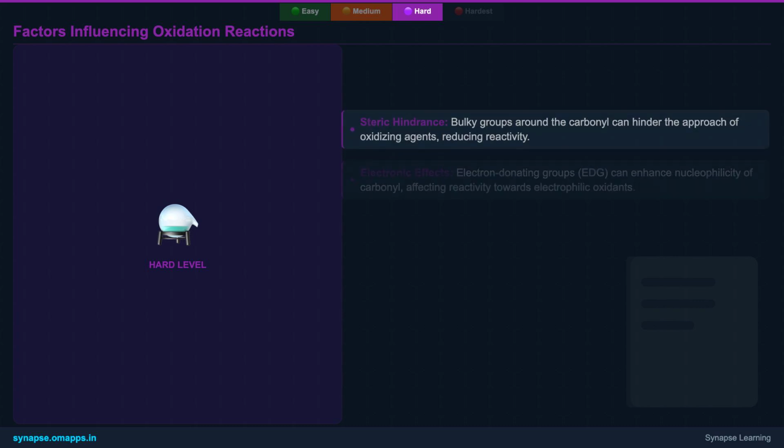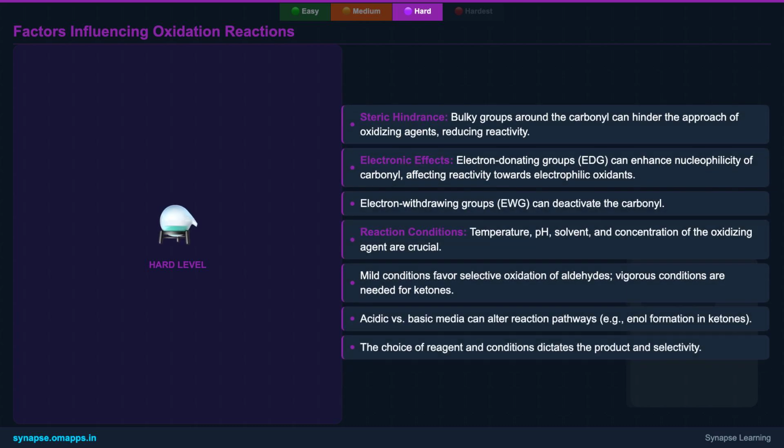The outcome of an oxidation reaction isn't just about the reagent, it's also heavily influenced by structural and environmental factors. Steric hindrance, the physical bulkiness of groups around the carbonyl, can significantly impede the approach of an oxidizing agent, slowing down or even preventing a reaction. Imagine trying to fit a large key into a small lock, it just won't work.